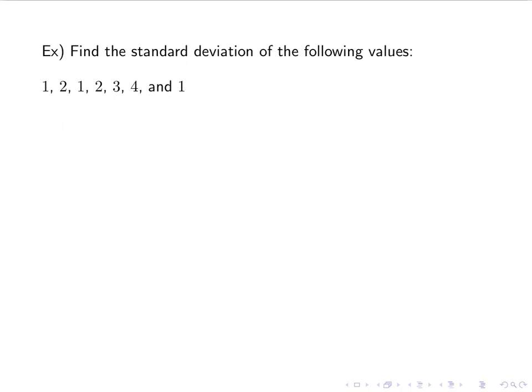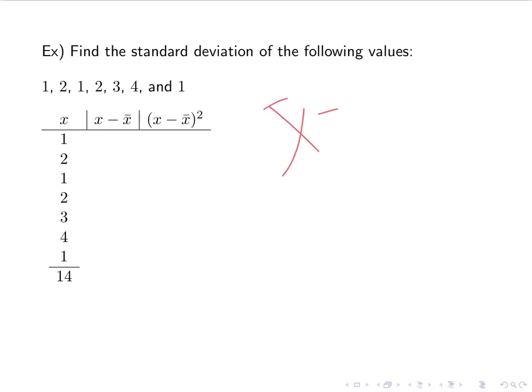And then finally, we'll do one more. So we're going to have 1, 2, 1, 2, 3, 4, 1. So again, we'll list all of those values and add them together. If we do that, we should get 14. So our x bar is going to be 14 divided by how many numbers we have, which is 7. So our mean is 2. So we're going to take each of our x values and subtract 2 from them. And that gives us negative 1, 0, negative 1, 0, 1, 2, negative 1.